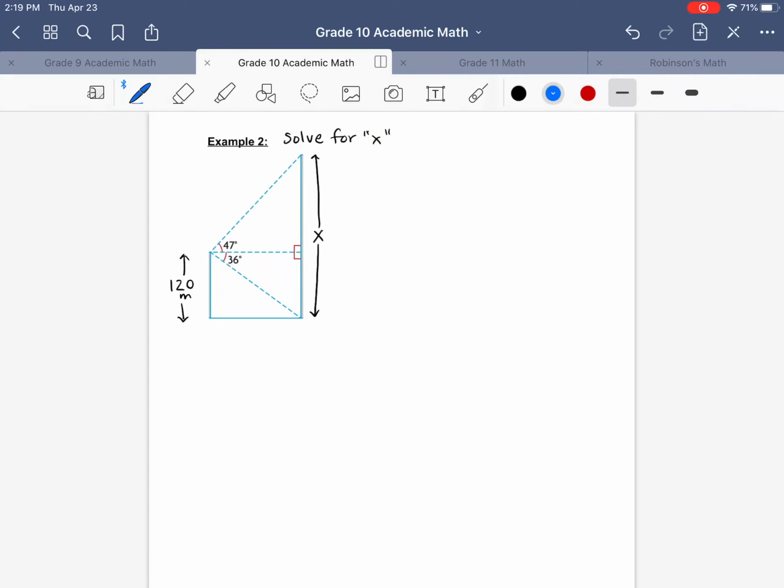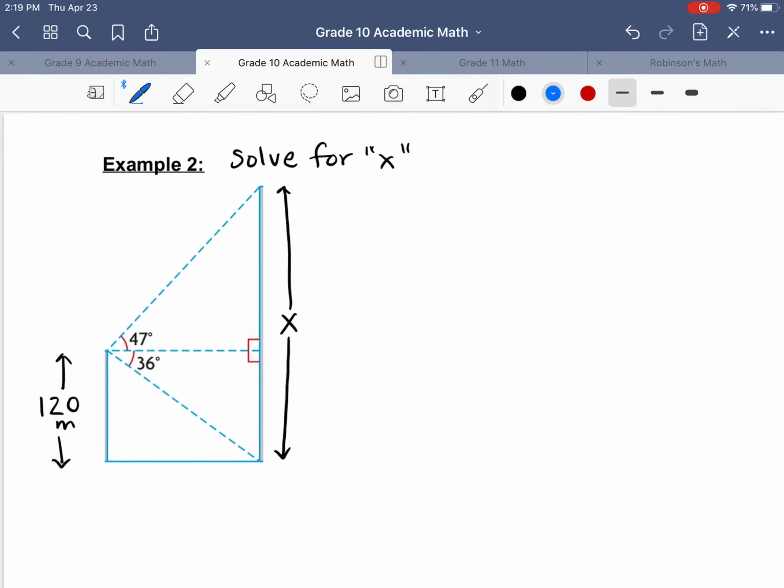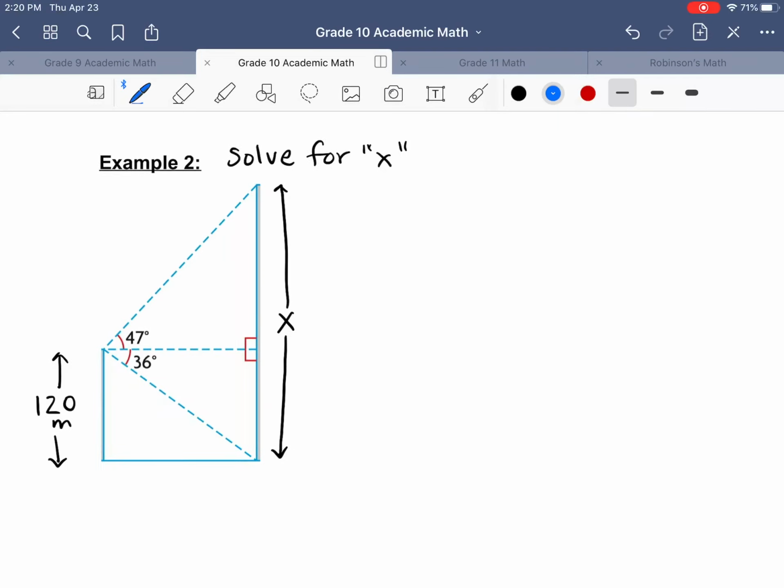Let's go to a bit of a harder example where we are still solving for a missing side, but it's more like a missing length in this case. In our diagram for example 2, we're going to be solving for x. You can see in this diagram that there are two right triangles, and at the bottom, there is a rectangle. I'll add a little 90-degree symbol there so that we're clear that we have a rectangle at the bottom.